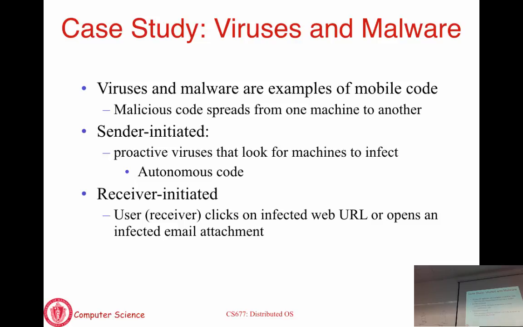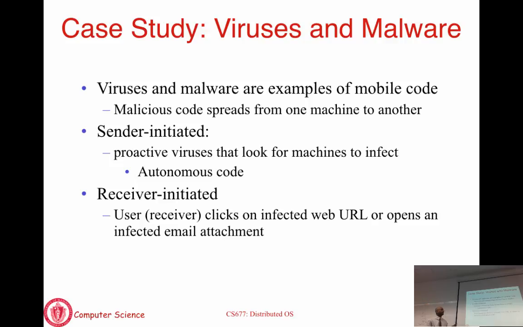So viruses and malware are an example of mobile code, and they use code migration to jump from one machine to another. This is by far the longest serving use case for process and code migration. It's not the most useful one, but that is essentially how malware code spreads from one machine to another.